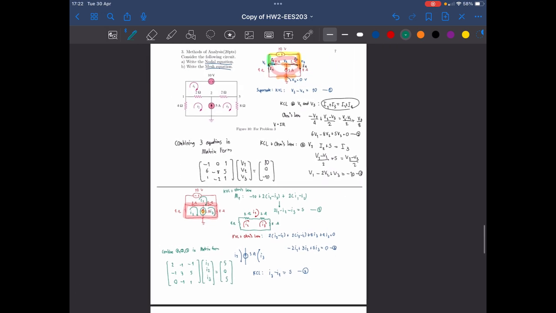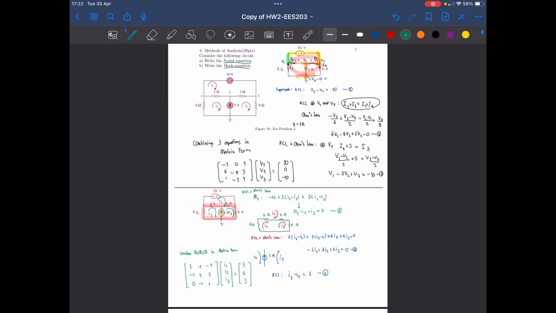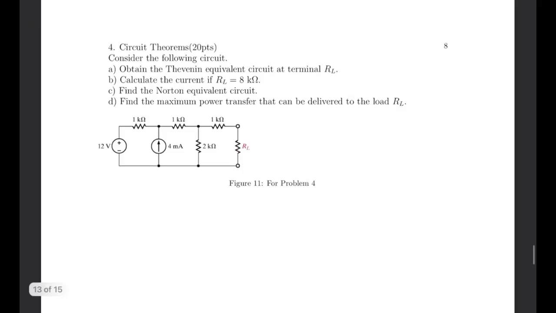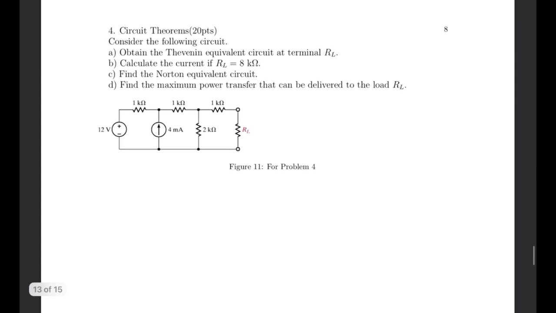And that's the end of question 3. Thank you. 4. Circuit theorems. Consider the following circuit. A. Obtain the Thevenin equivalent circuit at terminal RL.